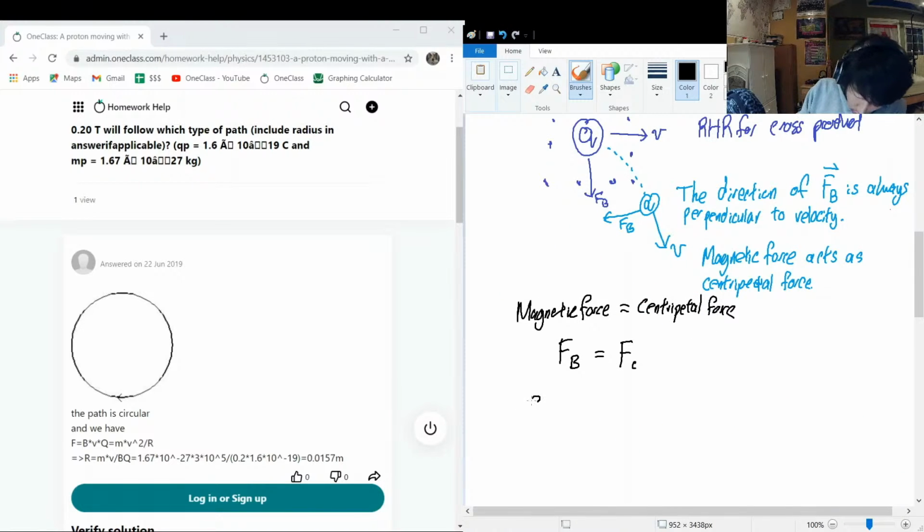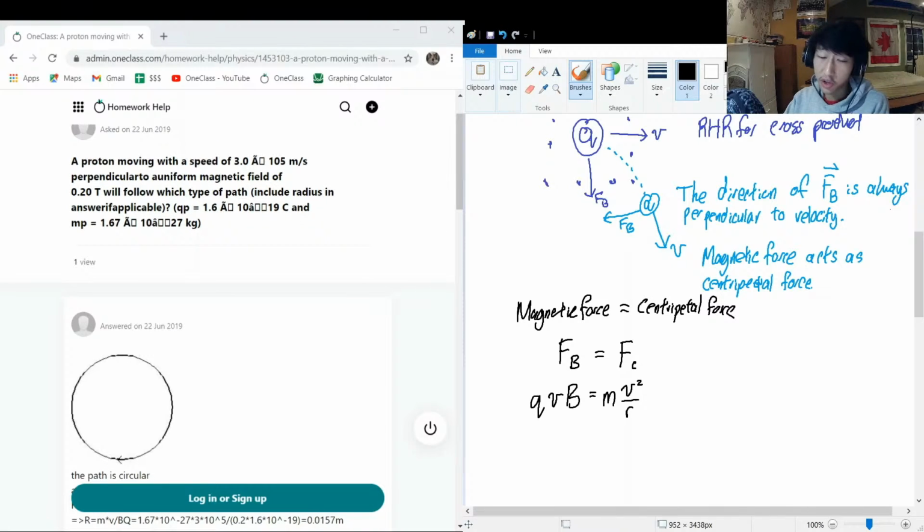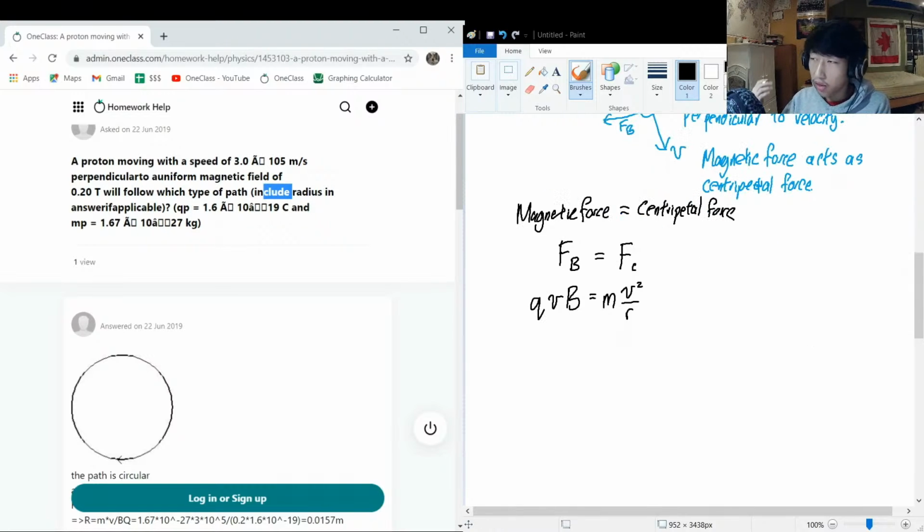Okay, so we have QVB, which is equal to the centripetal force. And as we know, the centripetal force is mass times velocity squared over radius. Now, we know that it's going to be a circular path, and it's asking us to get the radius of the circular path, because a circle is perfectly defined with just one thing. If you have the radius, you can define the circle. Okay, so let's do some quick algebra to isolate the radius r.